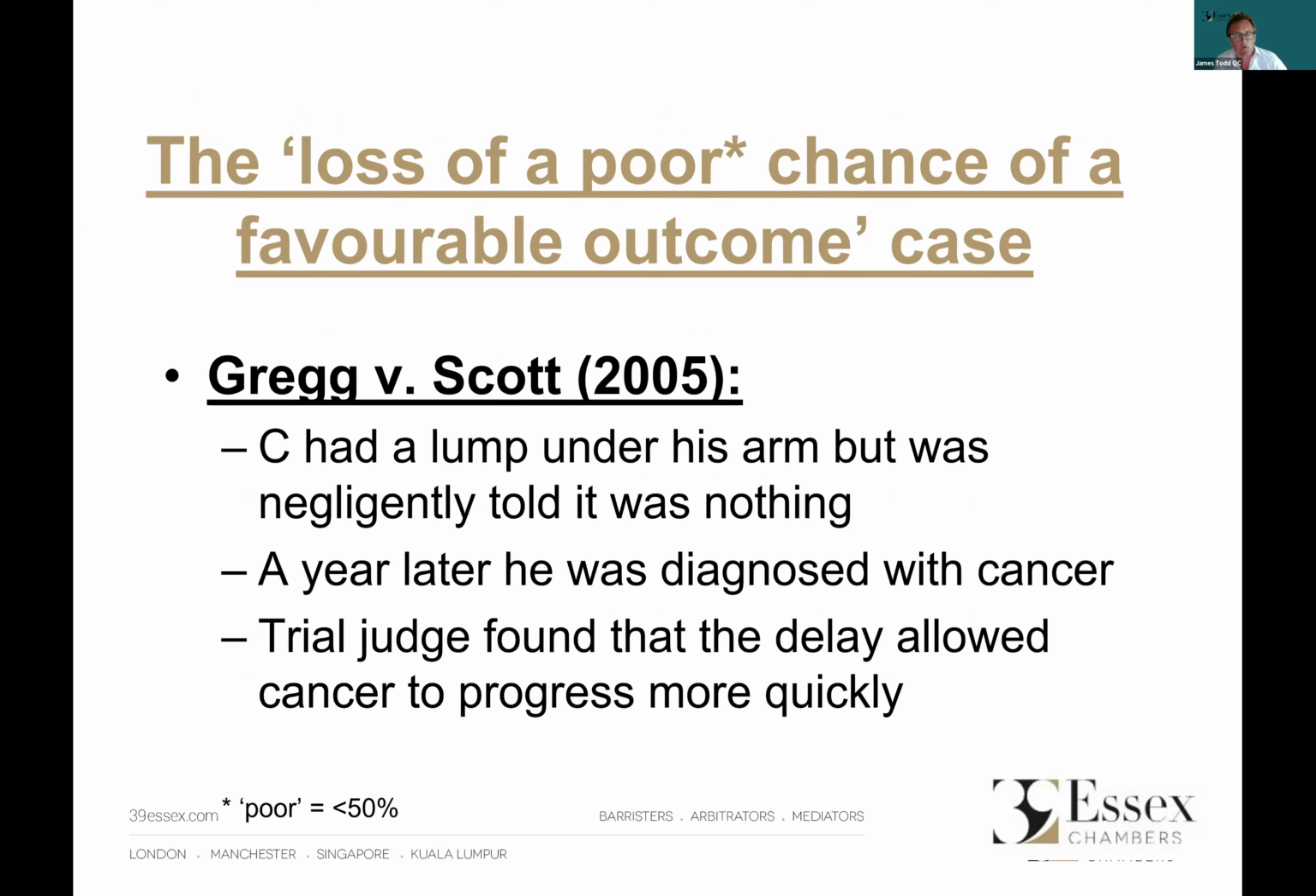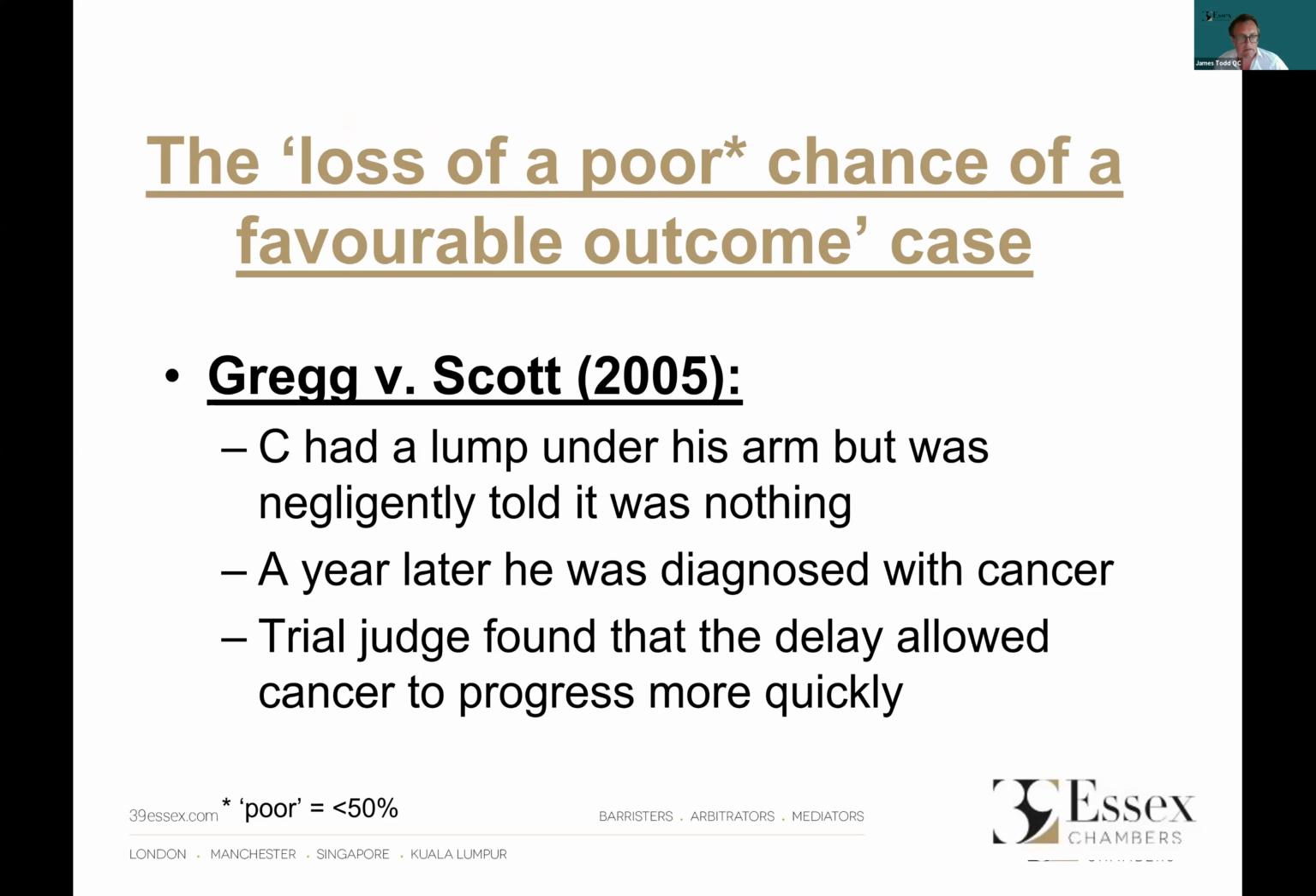Next one, slightly more complicated, and a real monster of a House of Lords law report. This one's 60 single-spaced pages. I've called it the loss of a poor chance of a favourable outcome case. And by poor, I mean less than 50%. Now, the unfortunate claimant in this case had a lump under his arm. He went to see his GP, but he was told it was nothing and he was sent away.